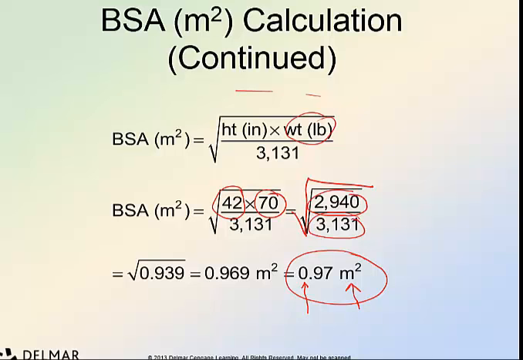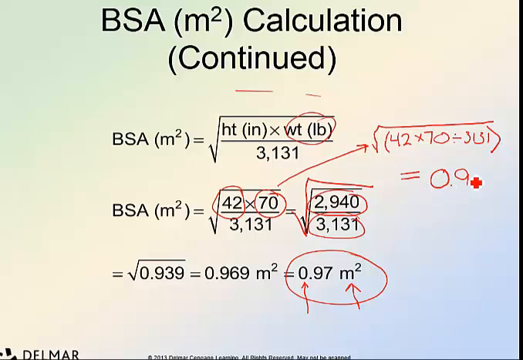Now on your TI-30XS MultiView calculator, you could take this problem and just get the radical symbol, open up your parentheses, go 42 times 70 divided by 3,131, close the parentheses and push enter, and then round to 2 decimal places, and you'll get 0.97 square meters.